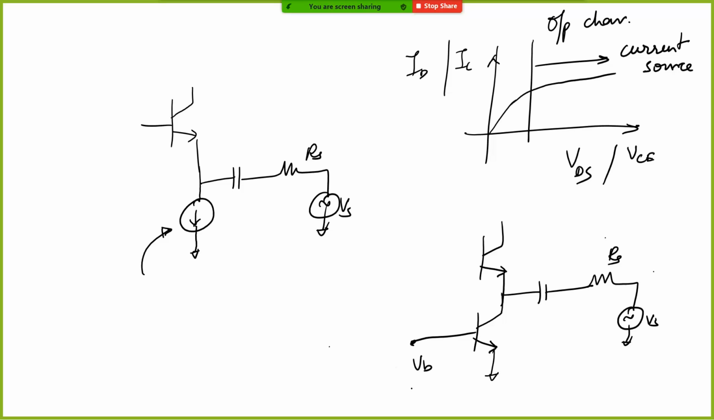So whatever it is, or even without this, you can basically give. Now, how to bias this? How to give this bias voltage? That is the question. Okay. So I want a precise amount of current. Let's say I need 1 milliamp of current.